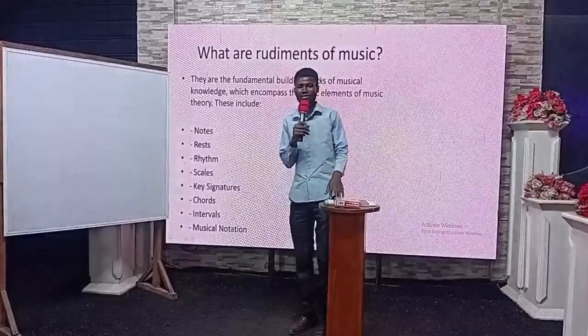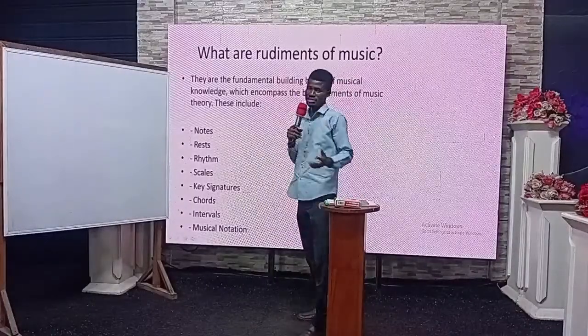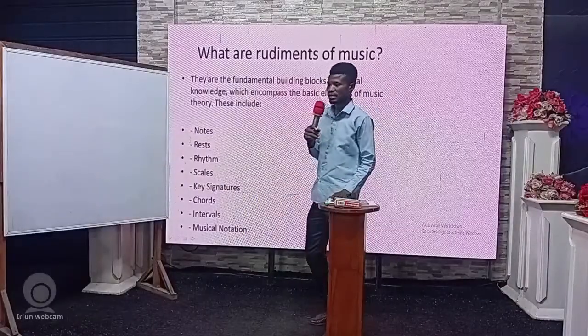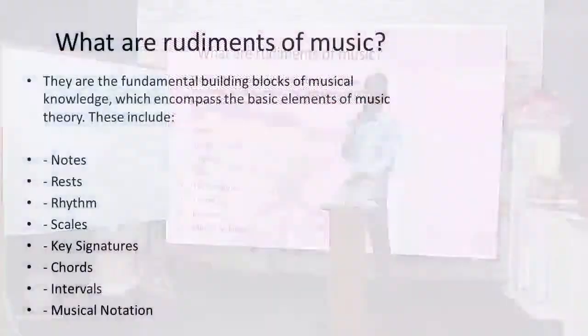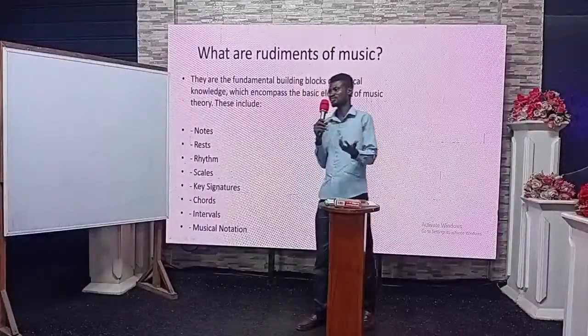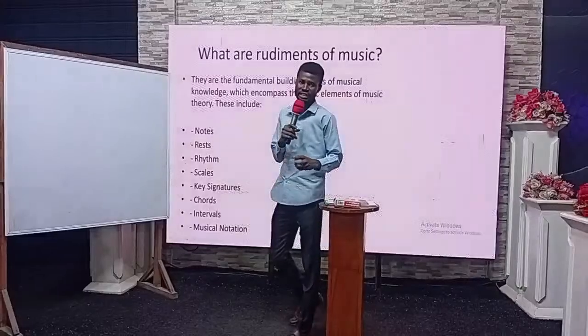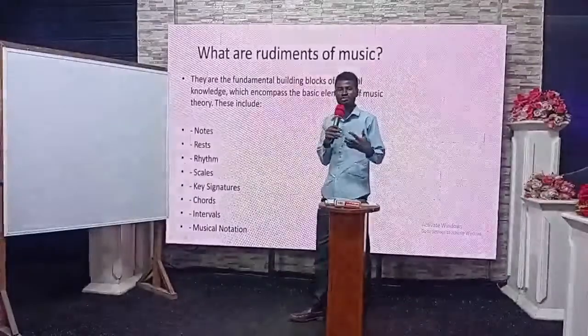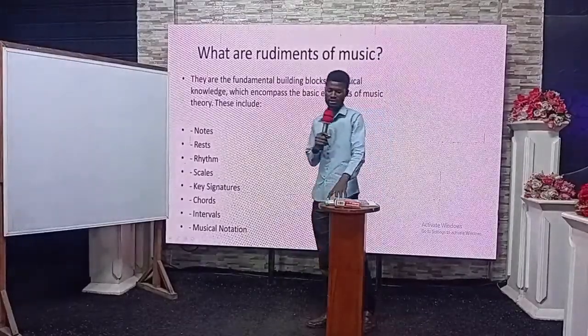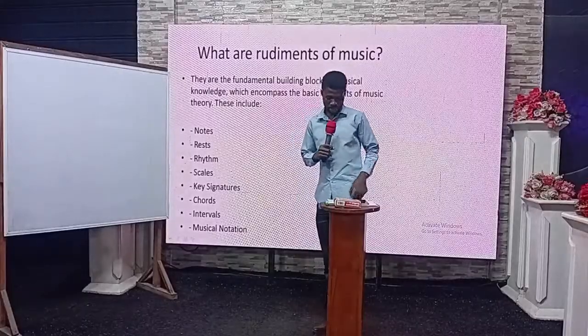The smallest unit we can break it down into is what we call an atom. As far as music is concerned as well, the smallest unit we can break music into is what rudiments of music entails. They are basic units with which music is built up, the major elements. Think of a dish, a meal that is prepared. There are different ingredients that come together to make that meal a delicious one. We can liken that to rudiments of music.